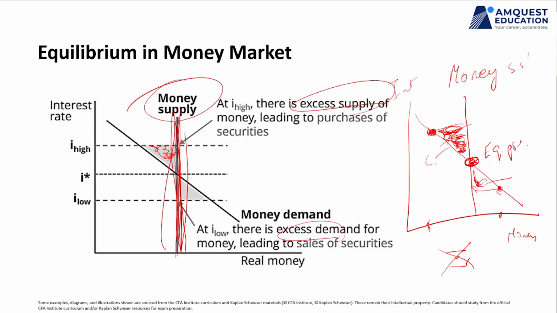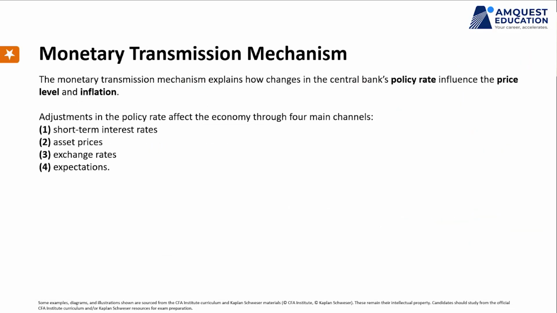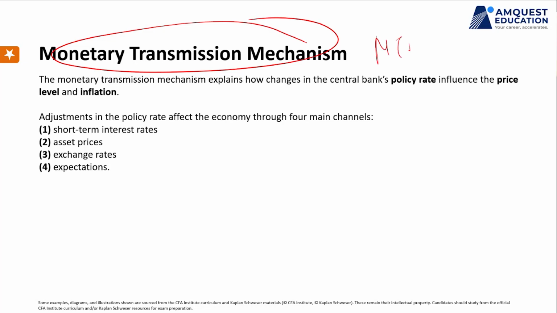It's a fixed line. It's limited in supply. Money demand is a falling line, which shows that you'll demand more money at a lower interest rate. These changes are referred to as the monetary transmission mechanism, MTM, where changes in the policy rate will influence the price level and the inflation level. How? In the short run, it'll obviously affect the economy through short-term interest rates.